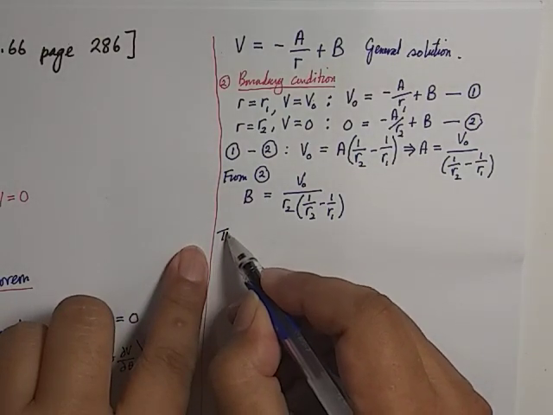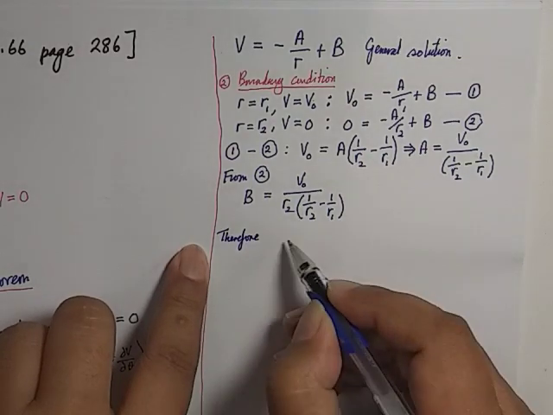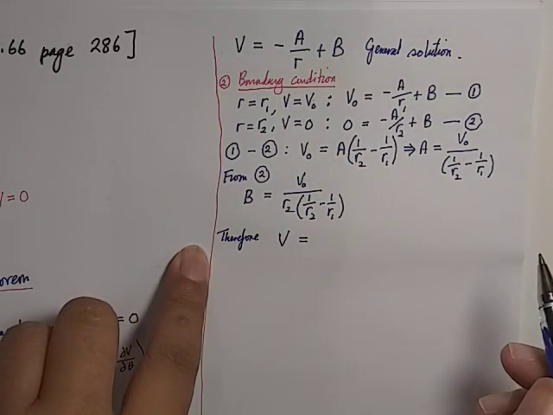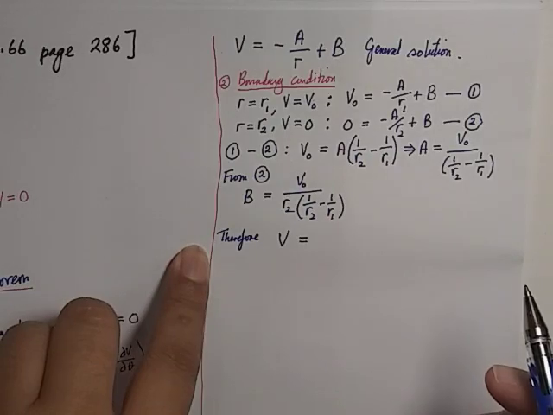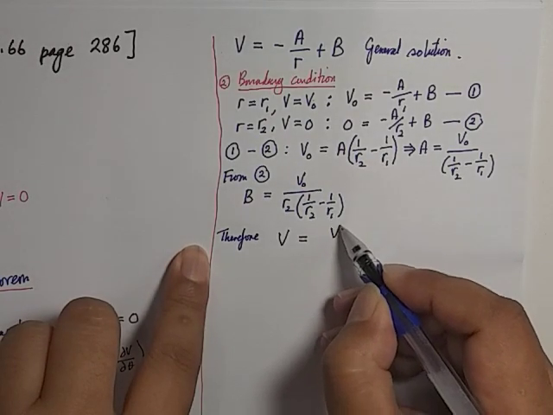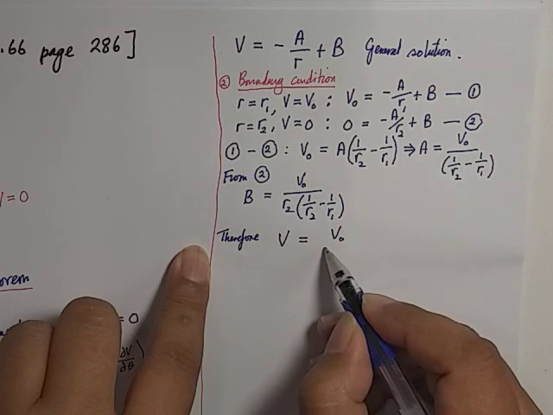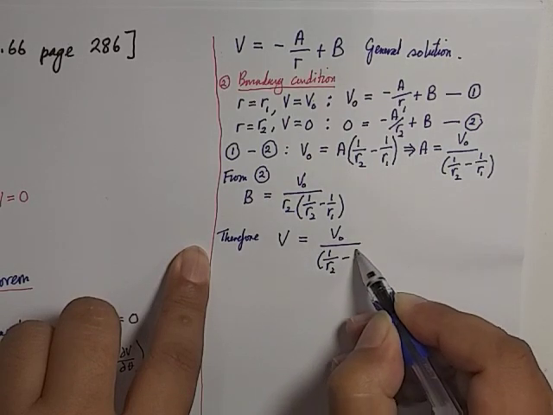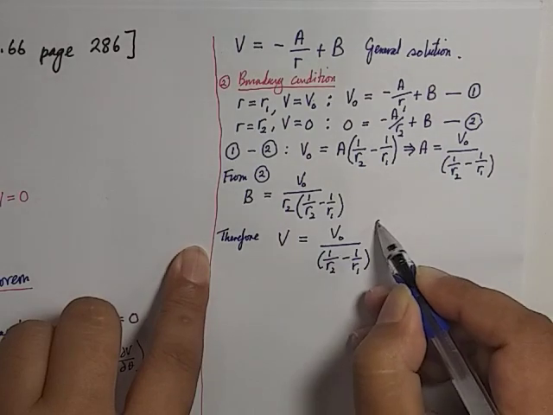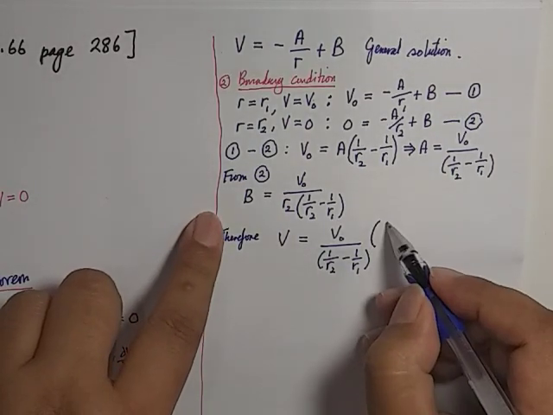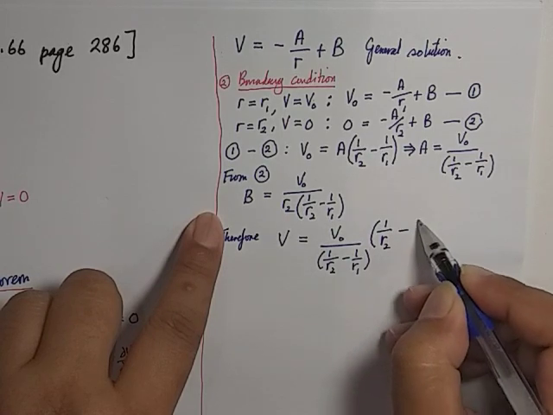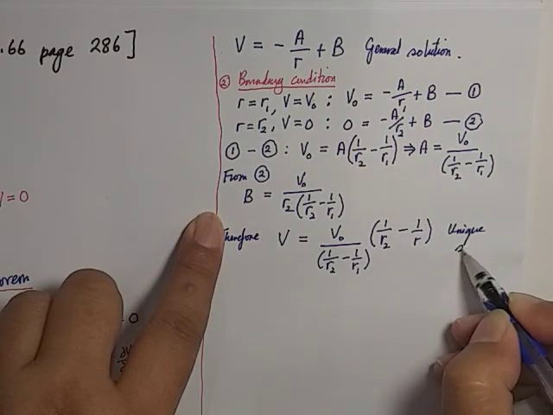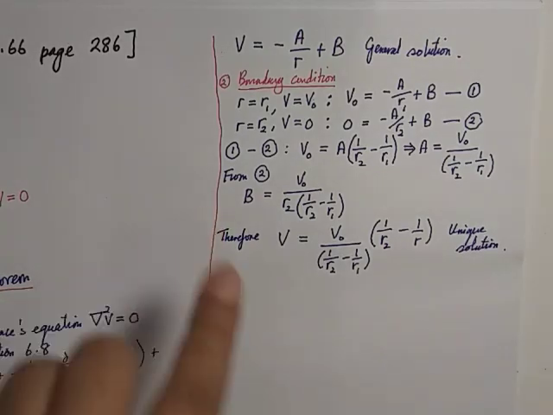Therefore, we can say that V will be equal to negative A and positive B. So what I'm going to have now is V naught, and I'm going to divide everything by 1 over R2 minus 1 over R1, in brackets, 1 over R2 minus 1 over R. That should be our unique solution. That's what the uniqueness theorem defines.